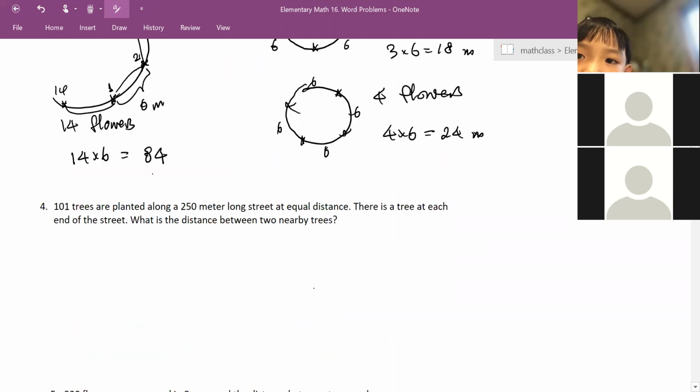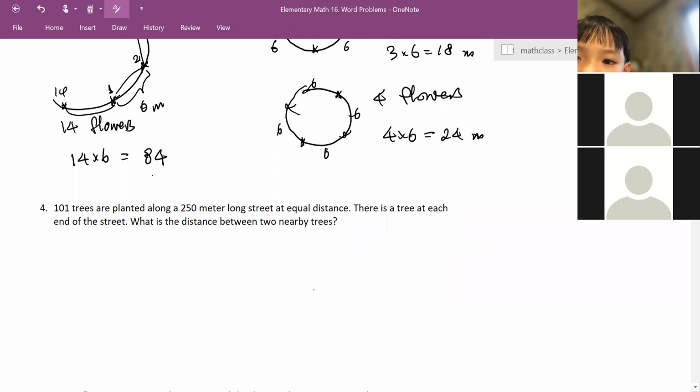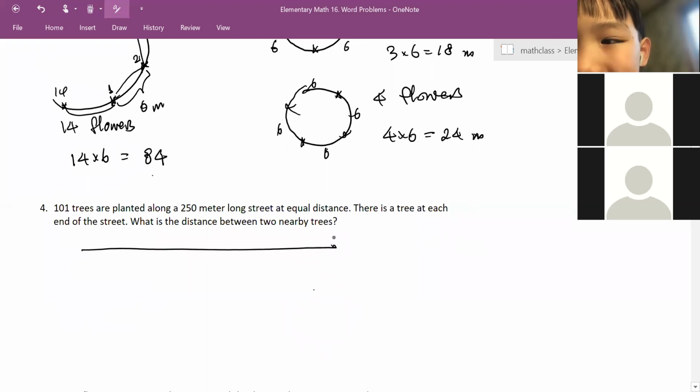All right, so now let's do the next problem. I do have a larger number here. 101 trees are planted along a 250-meter long street at equal distance. So there's a tree at each end of the street. There are 2 ends of the street here. This is a tree. This is a tree. I cannot draw 101 trees here. It's impossible. The number is too large, right?